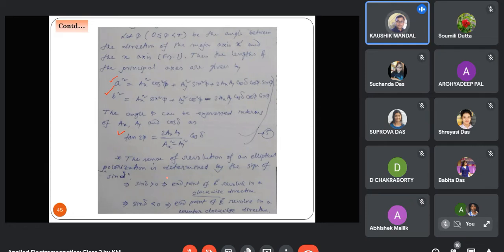So sense of polarization basically depends on the right hand parameter of the equation number 3, that is sine delta. If sine delta is greater than 0, then you can say the end point of the electric field vector will rotate in the clockwise direction. If sine delta is less than 0, then the end point of the electric field vector will rotate in the counterclockwise direction.